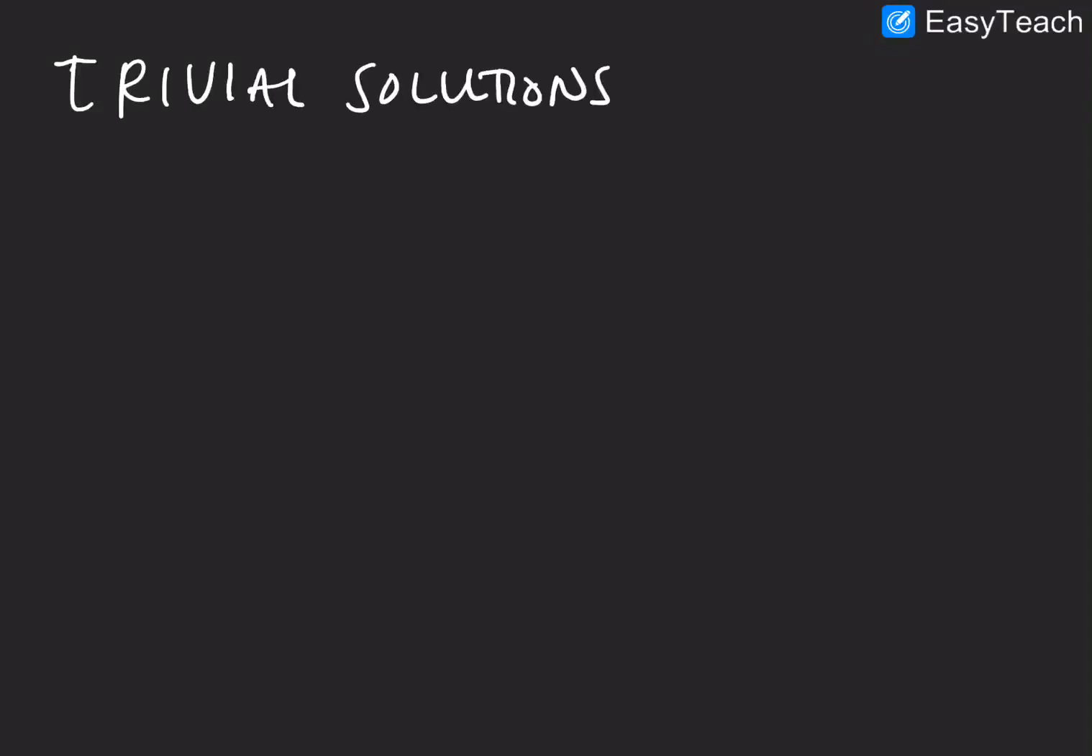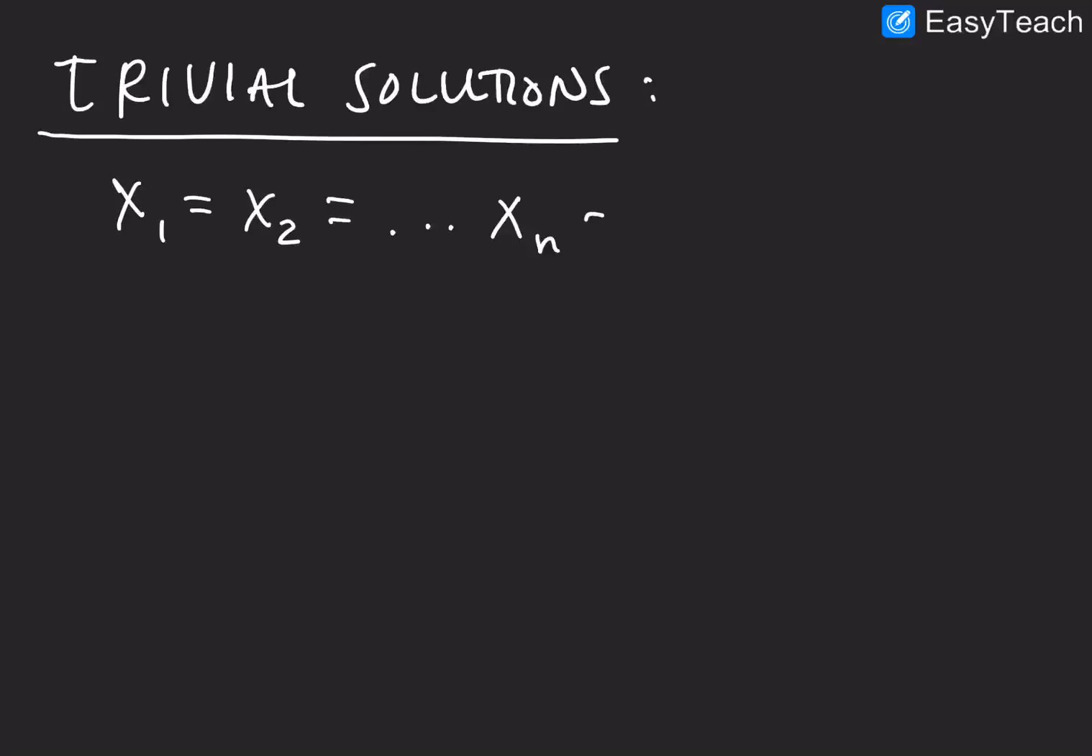So let's talk about this one last thing. Trivial solutions. This might come up. So trivial solutions is simply when all the variables are equal to 0. And it might come up, so it's trivial because all the variables are equal to 0. That's basically all I wanted to say.